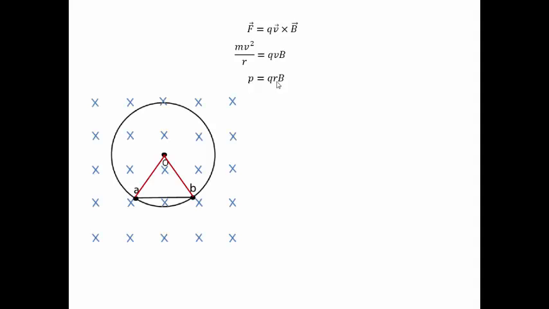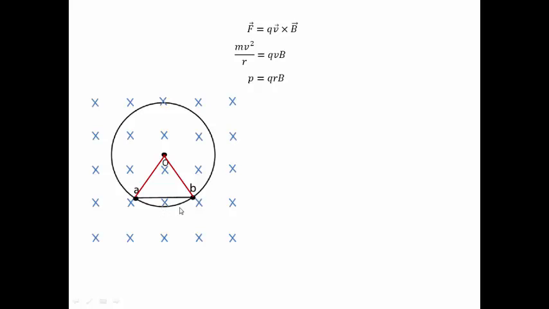The values of the charge and the magnetic field are given in the question. So to compute the momentum as requested by the question, we need to find the radius of the motion of the charged particle. To do that, we first need to find out the angle subtended by points A and B at the center of the circle, as given by this triangle here.